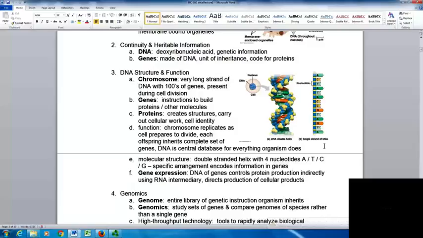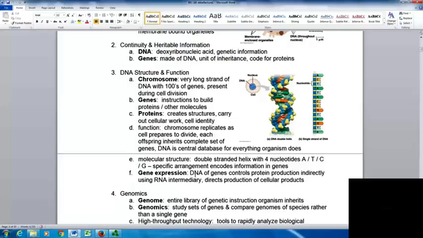And just a single strand of it, you've got these nucleotides here that are going to code for making all of the proteins. So the molecular structure of DNA is it's a double-stranded helix with four nucleotides. We abbreviate them as A, T, C, and G: adenine, thymine, cytosine, and guanine. Their specific arrangement is going to encode for the information in genes. So just like the specific arrangement of the letters that you put in a word codes for the information, it's going to be the same thing with the genes.